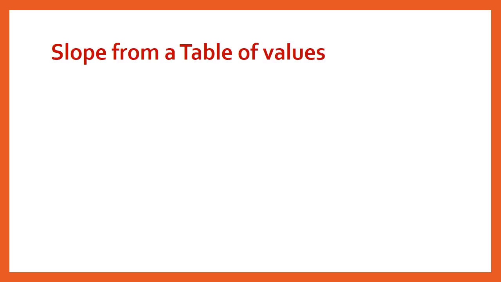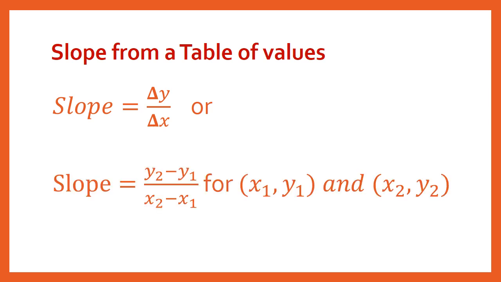We can calculate the slope of a table of values that represent a linear model by using this equation. The slope is the difference in y over the difference in x, which means the slope equals the second y value minus the first y value divided by the second x value minus the first x value for 2 specific points.